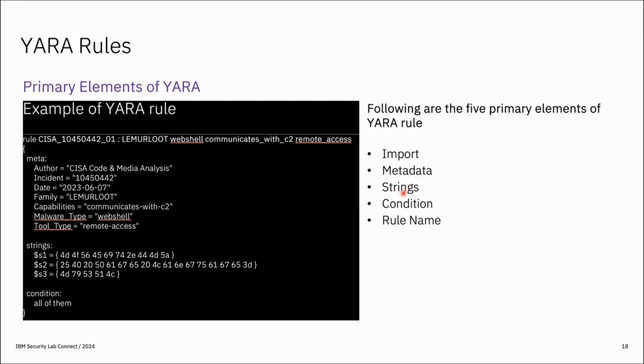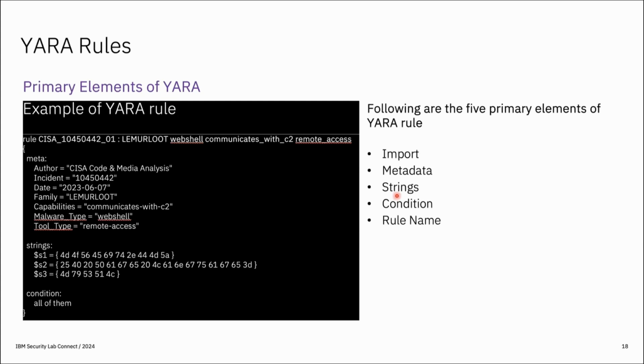The next is strings. In a YARA rule, the strings section defines the patterns or sequences of characters that the rule looks for in a file or a process. These strings are critical because they help to identify the specific characteristics of the malware or other type of data that the rule is designed to detect.